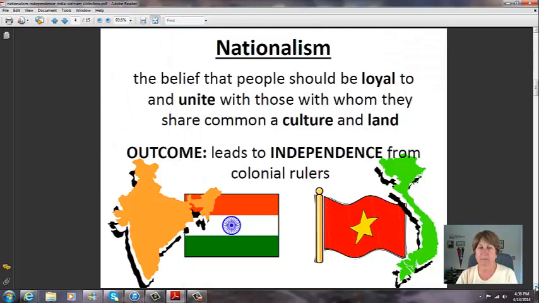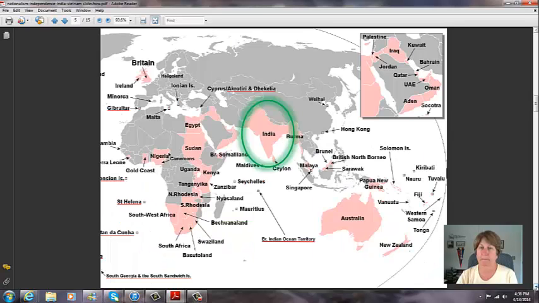Nationalism. Nationalism is the belief that people should be loyal to and unite with those with whom they share a common culture and land. The outcome leads to independence from colonial rulers. This map shows circled the country of India, which was a part of the British Empire. As you can see, there were many other territories that Great Britain controlled.